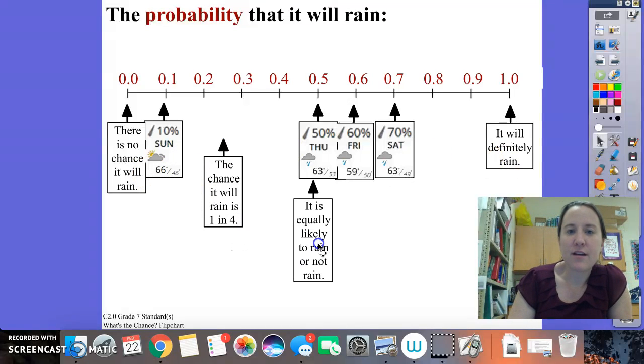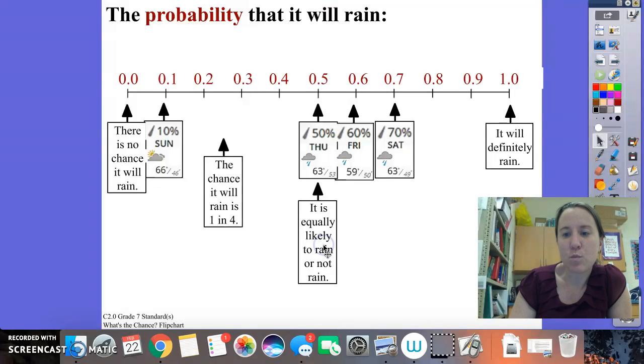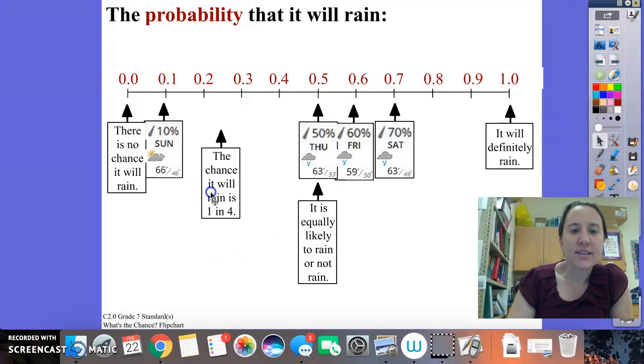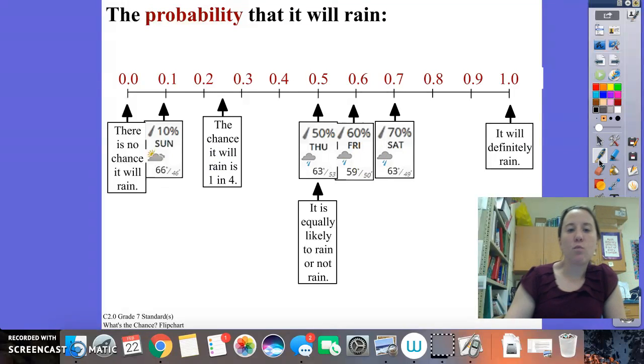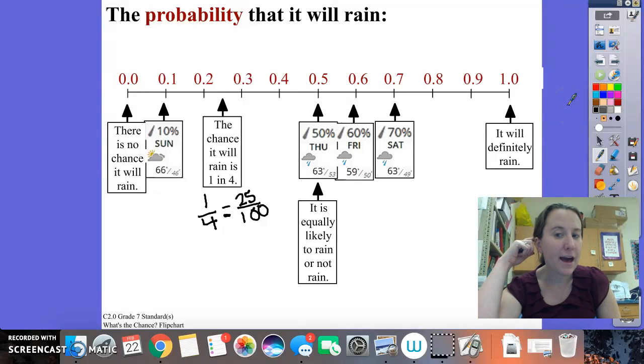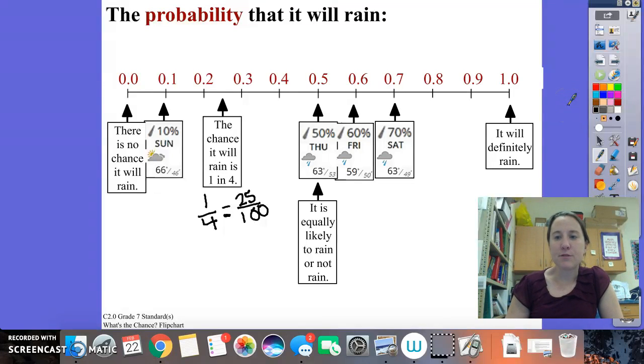Equally likely to rain or not rain means there's the same chance that it would rain as that it wouldn't. And so that would go here at the 0.5 or the 50%. And the chance that it will rain is 1 in 4 would be 25%, because a 1 in 4 chance would be the fraction 1/4, which is equal to 25 over 100. And 25 out of 100 is 25%. So I'll try to keep referring to this vocabulary as we go through some other examples.